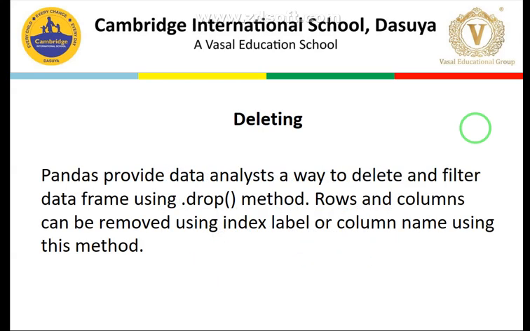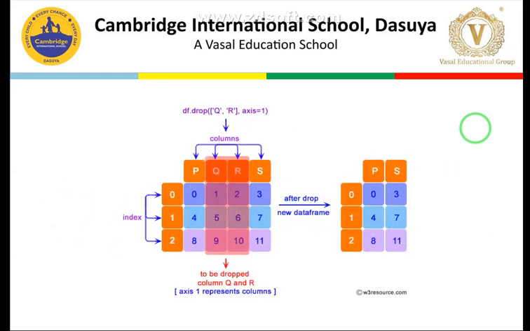Deleting: we are already applying this deletion operation, and for this we have the drop function in pandas, and we can remove rows and columns using index label or column name. So this was the first scenario that we discussed: a data frame with columns P, Q, R, S, and then we removed columns Q and R using the drop statement, and we mentioned in the second parameter axis equal to 1. So axis equal to 1 means the operation is performed on the columns.